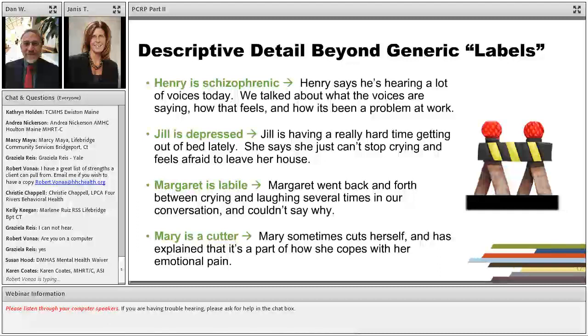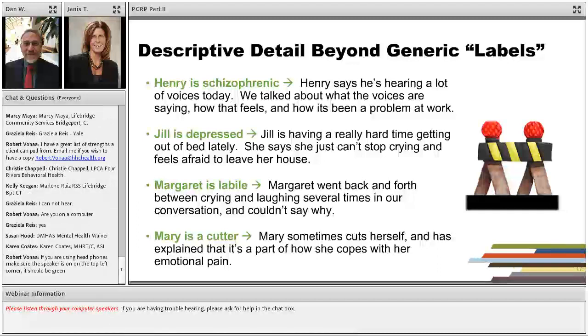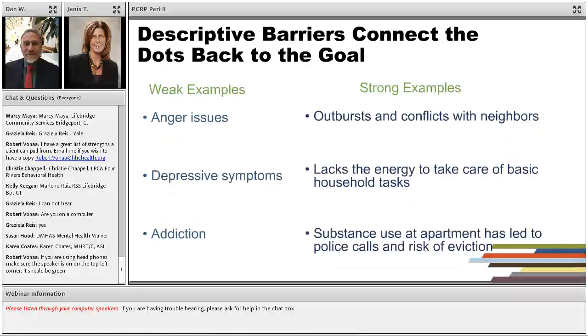So, not labeling Harry by his diagnosis of being quote unquote schizophrenic, but talking about the fact that he's hearing a lot of voices. We're talking today in our session about what the voices are saying, how that makes him feel, and how it's been a problem for him in concentrating at work. So again, that's going to help you not just with your medical necessity, but also in writing a quality individualized plan of action around those issues.